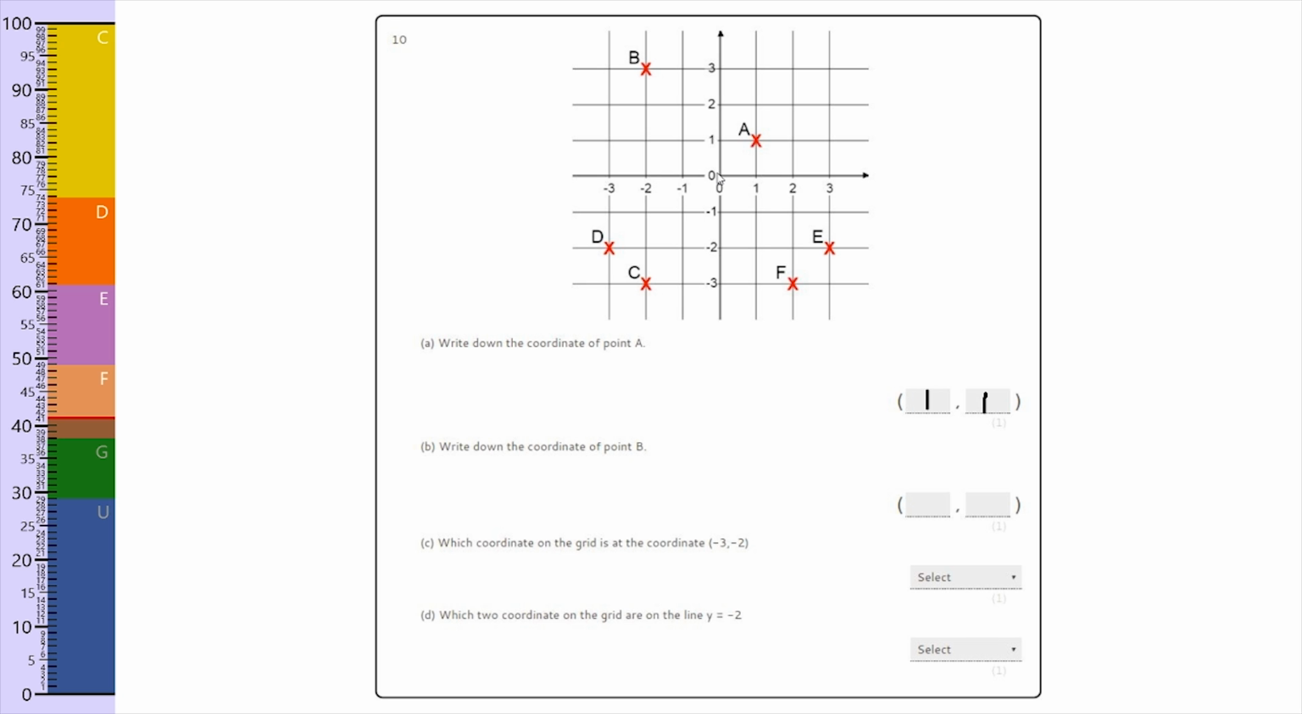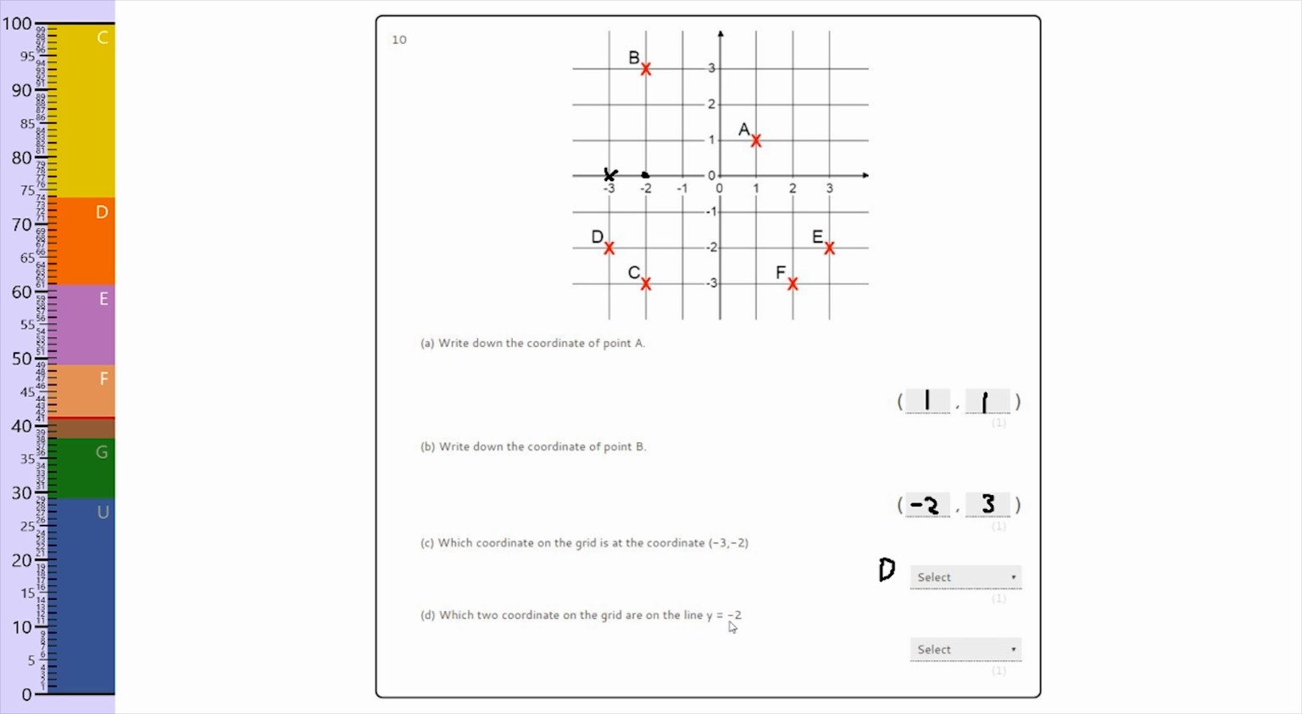Coordinate for B. Again, we're going across, but this time we're not going right, we're going left. So we go across to this -2 here. So the X coordinate is going to be -2. And we go up to 3. So the Y coordinate is going to be 3. Which coordinate on the grid has the coordinate of -3, -2? So -3 is over here. -2 is down here. So it's coordinate D, or point D.